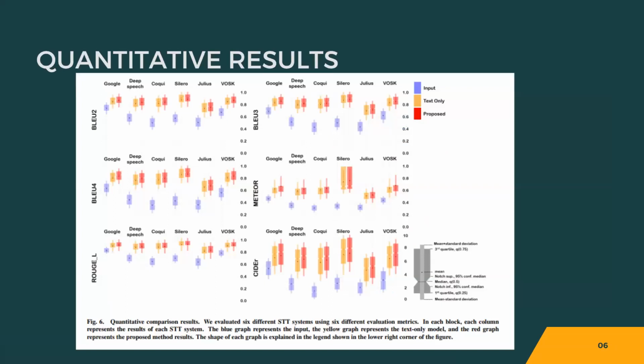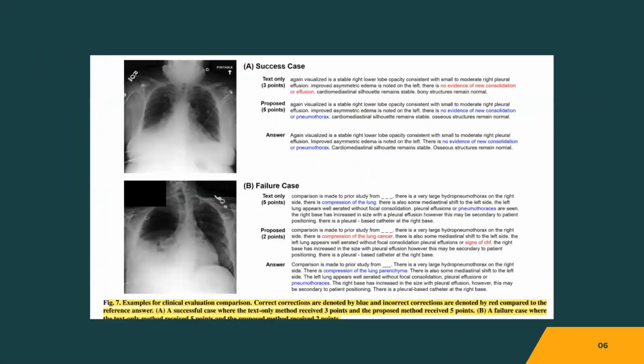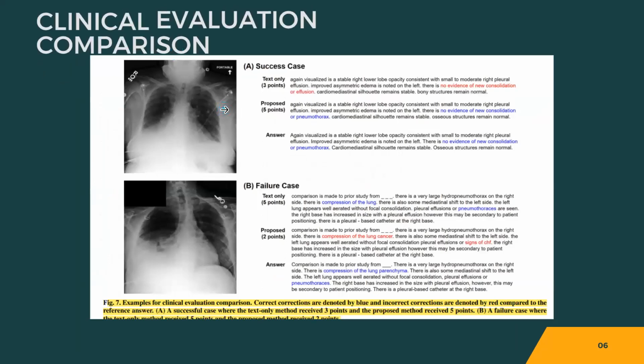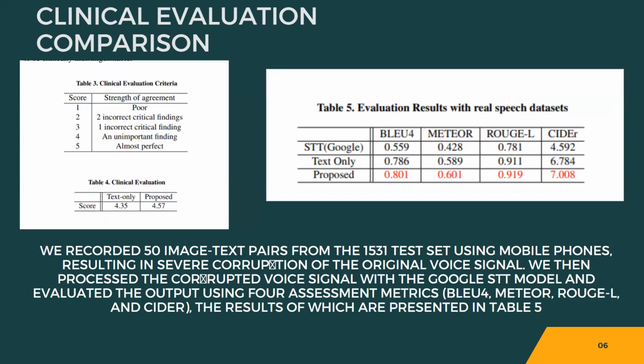These are the quantitative results that they have done. They have basically given an input, passed it through the various models. The one in yellow signifies the text only, and the one in red signifies the proposed. As you can see, the proposed is slightly better than the text only, or at par at most. Next, they have done some comparison. For this comparison, they had to take it through the clinical trials. They had to check what the clinical trials criteria are. 5 means exact perfect translation that makes sense. 3 to 1, on the other hand, means there are some incorrect findings. As you can see, the proposed is slightly better than the text only.